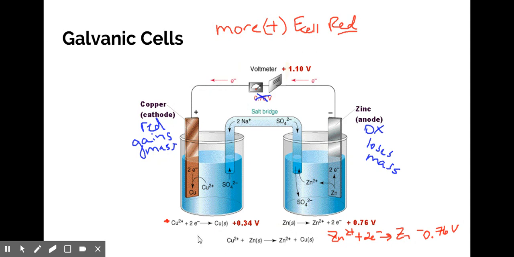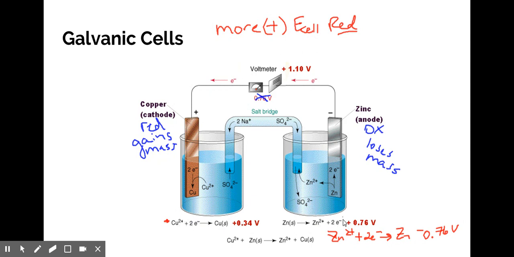Okay? So if I look at these two, 0.34 and negative 0.76, this value is more positive, so therefore my copper is the species being reduced. You need to know how to be able to write your reactions. So if I'm reducing, I have to start as an ion and then go to the solid form. And there's 2 electrons that we're transferring there. Make sure your electrons are balancing out your charges.